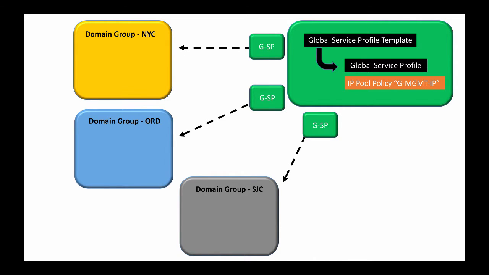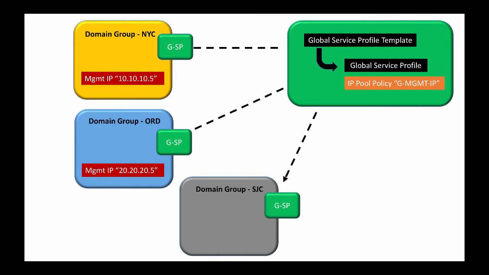So I've basically instantiated three global service profiles from that template, and I associate those global service profiles down to their respective UCS domains that are part of those domain groups. And as you can see, for the New York group, I have a 10 address assigned to that global service profile. For the Chicago domain group, I get a 20 address, and for San Jose, a 30 address. So all three of these global service profiles are instantiated from a single global service profile template.